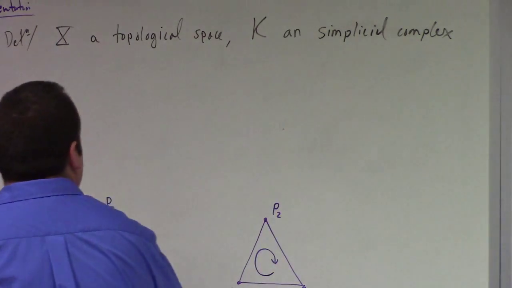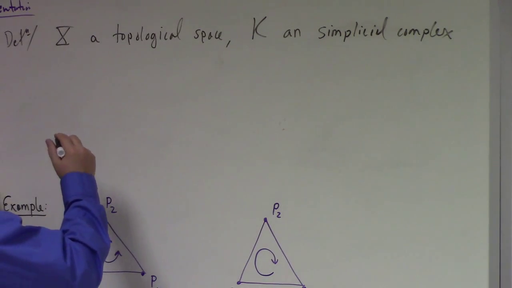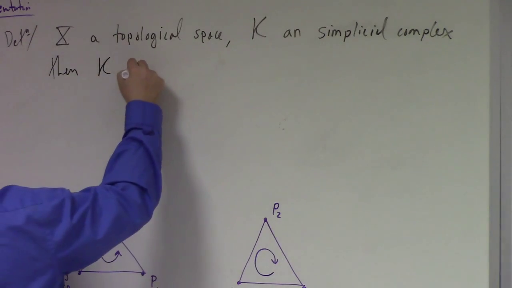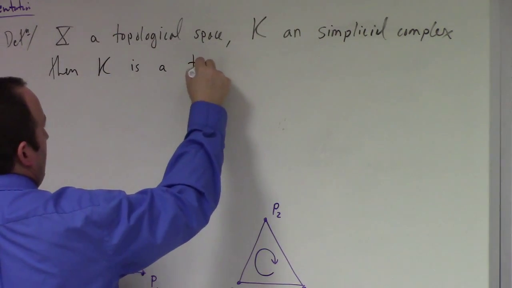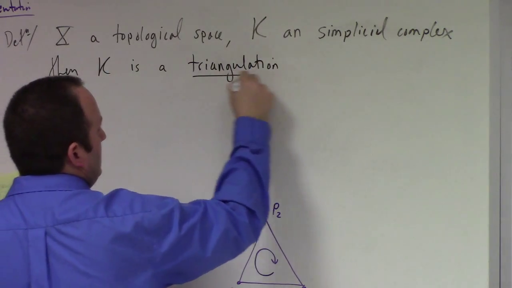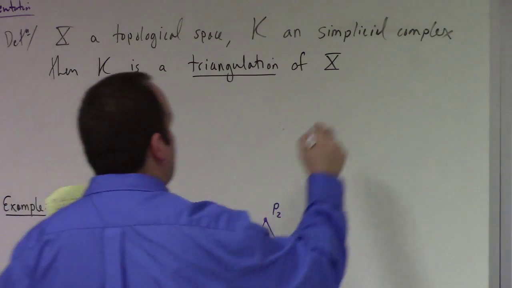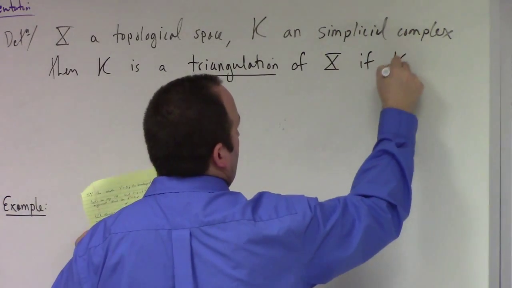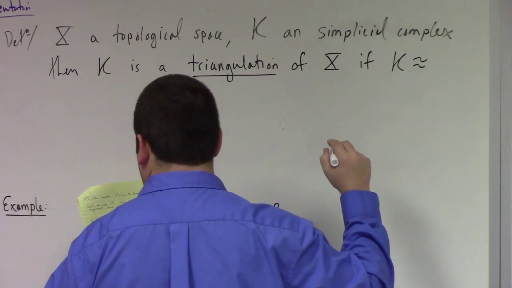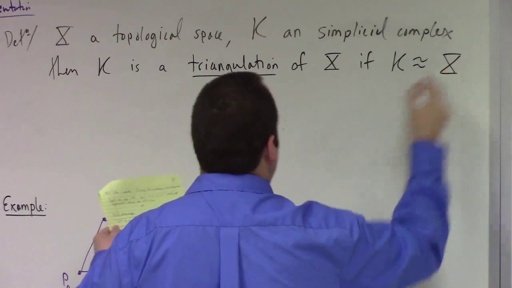If X is a topological space and K is a simplicial complex, then K is a triangulation of X if K is homeomorphic to X.